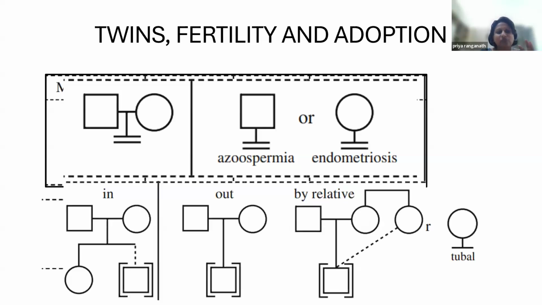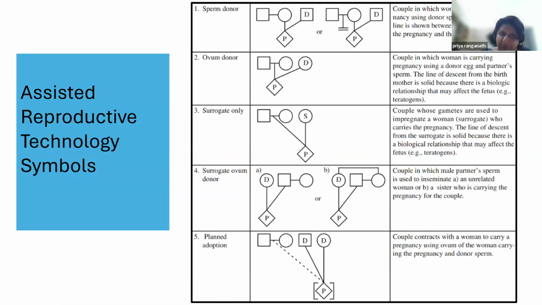And this is for adoption, where you show adopted in with a dotted line, and adopted out with a bracket around it, and also show if the relationship is available where they're adopted out. Now, these are very specific for sperm donors and ovum donors. I want you to look at them because this is something we'll use again. So if we have a sperm donor, we denote it with a capital D and then join it to the pregnancy.